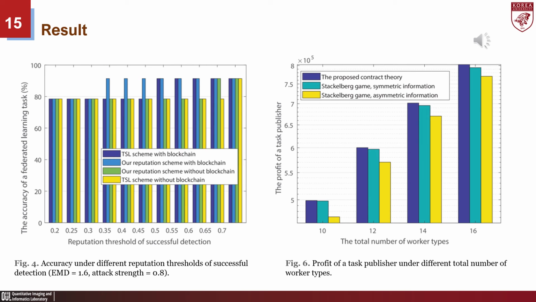Figure 4 shows the accuracy under different reputation thresholds of successful detection. The proposed method, the blue bar, shows the best accuracy. Figure 6 shows the profit of the top publisher under different total numbers of worker types. The proposed method, in the dark blue bar, shows the highest profit of the top publisher.